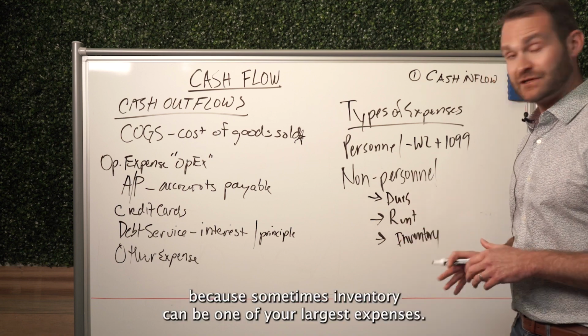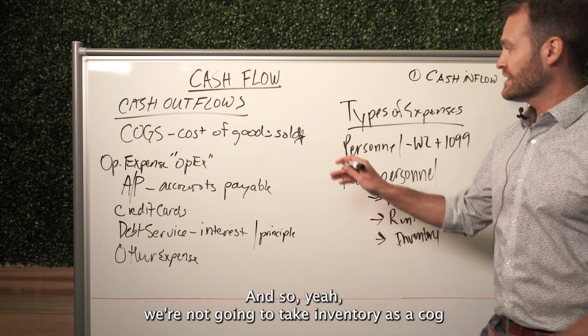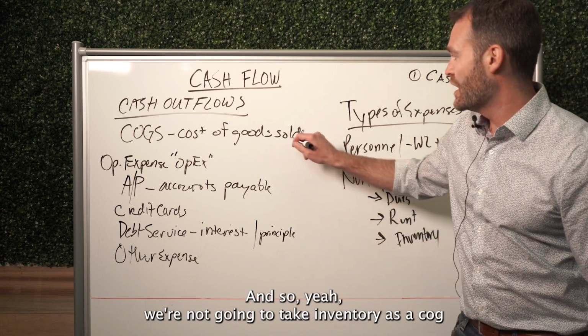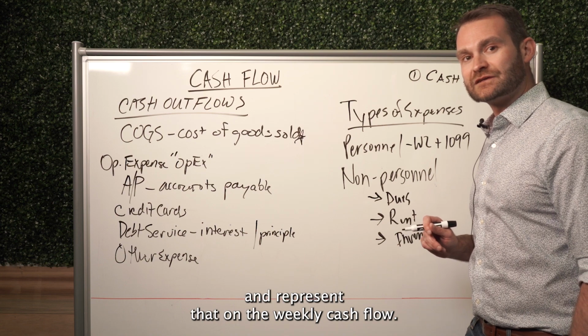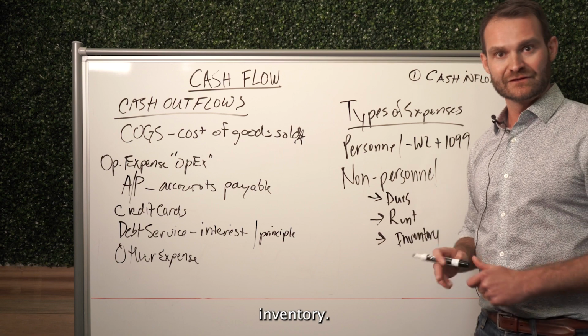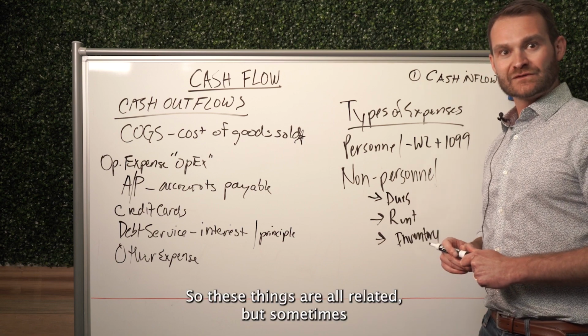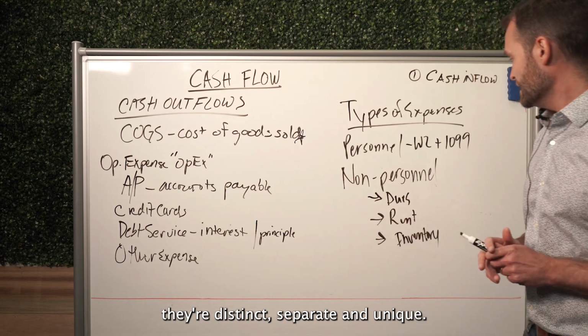Because sometimes inventory can be one of your largest expenses. And so we're not going to take inventory as a COG and represent that on the weekly cash flow. We're going to make sure we're representing how we are replenishing inventory. So these things are all related, but sometimes they're distinct, separate, and unique.